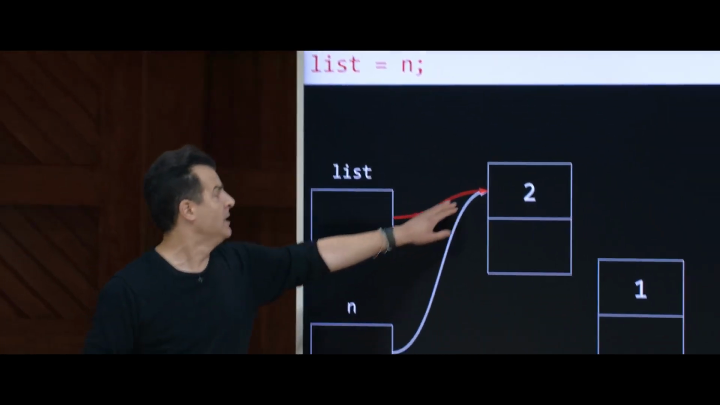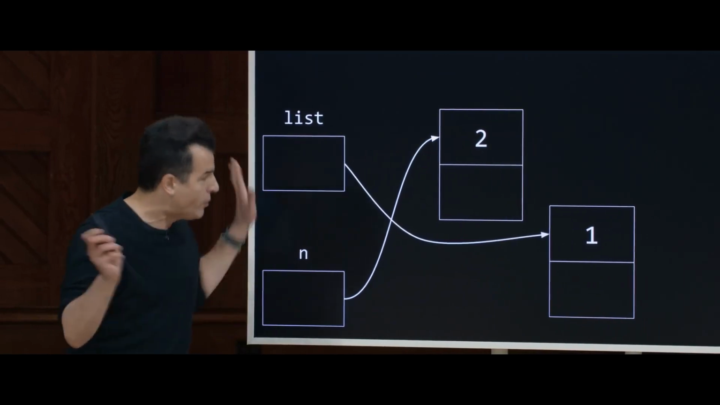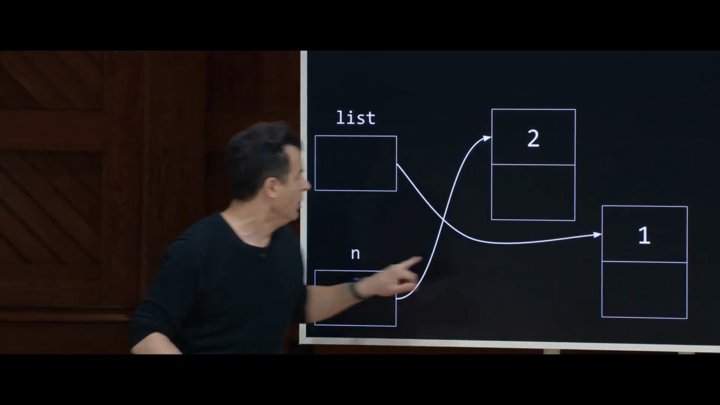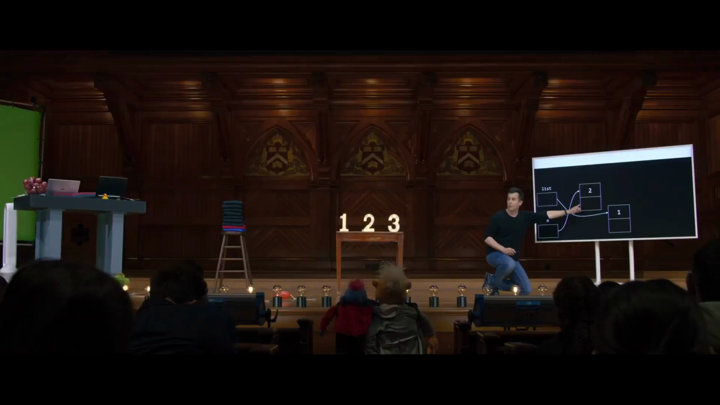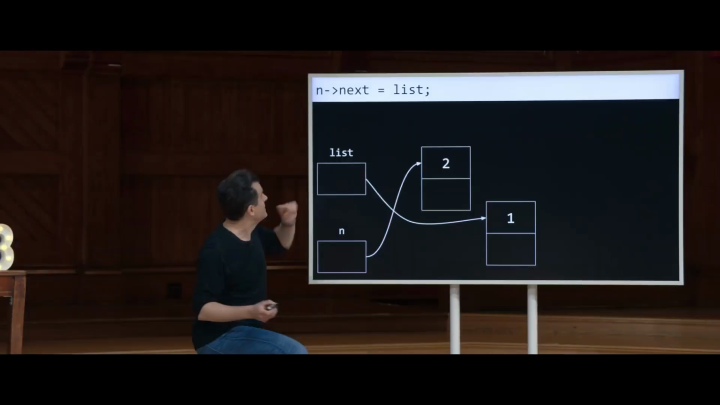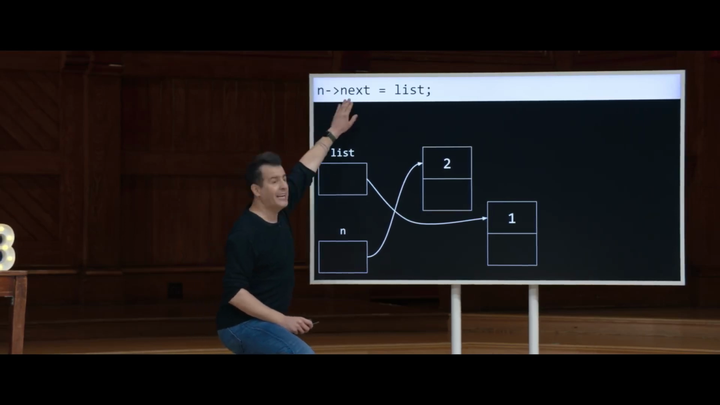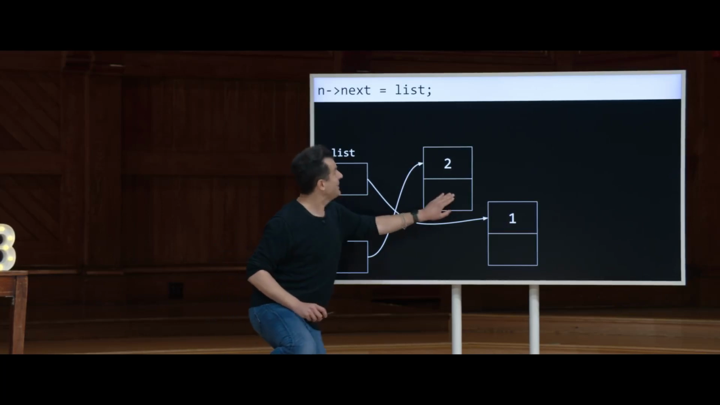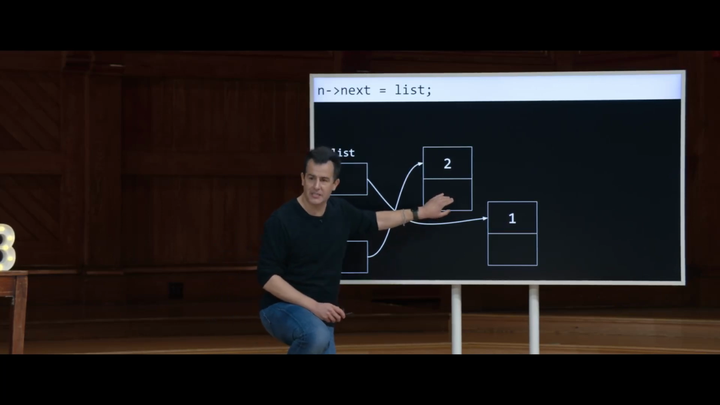Let me rewind. Instead of updating that address to be that of this node, let's rewind to where we were a moment ago, where list is still pointing at the original, n is still pointing at the new chunk of memory. And what should I do instead? Well, what I should do is maybe this. Let's go to the next field of the new node. So follow the arrow, go to the next field. And what should I put here instead?